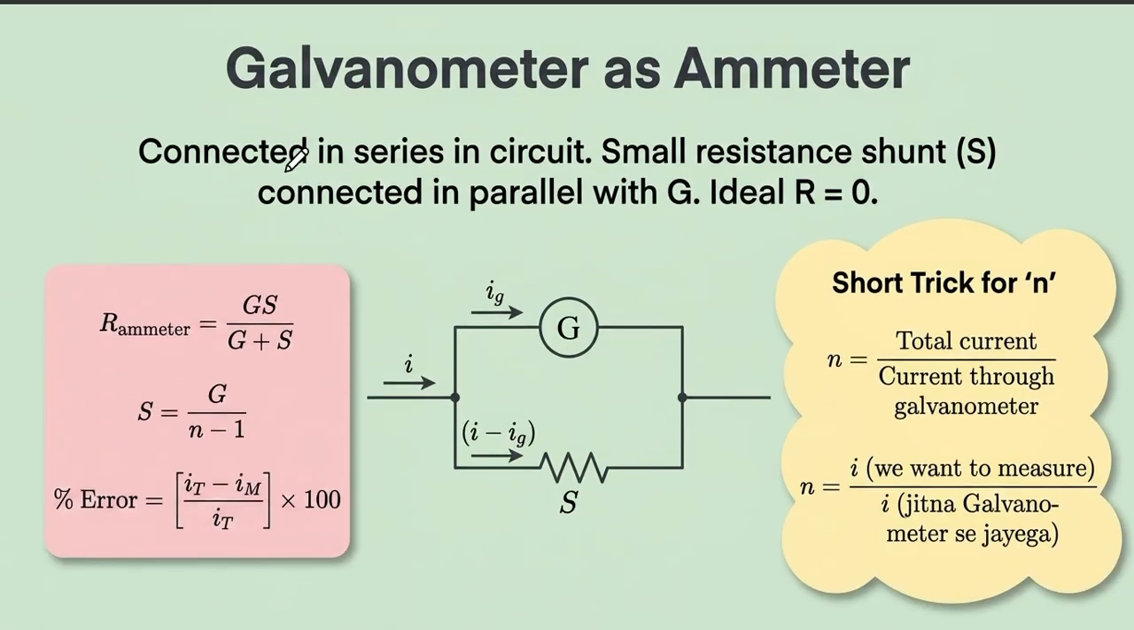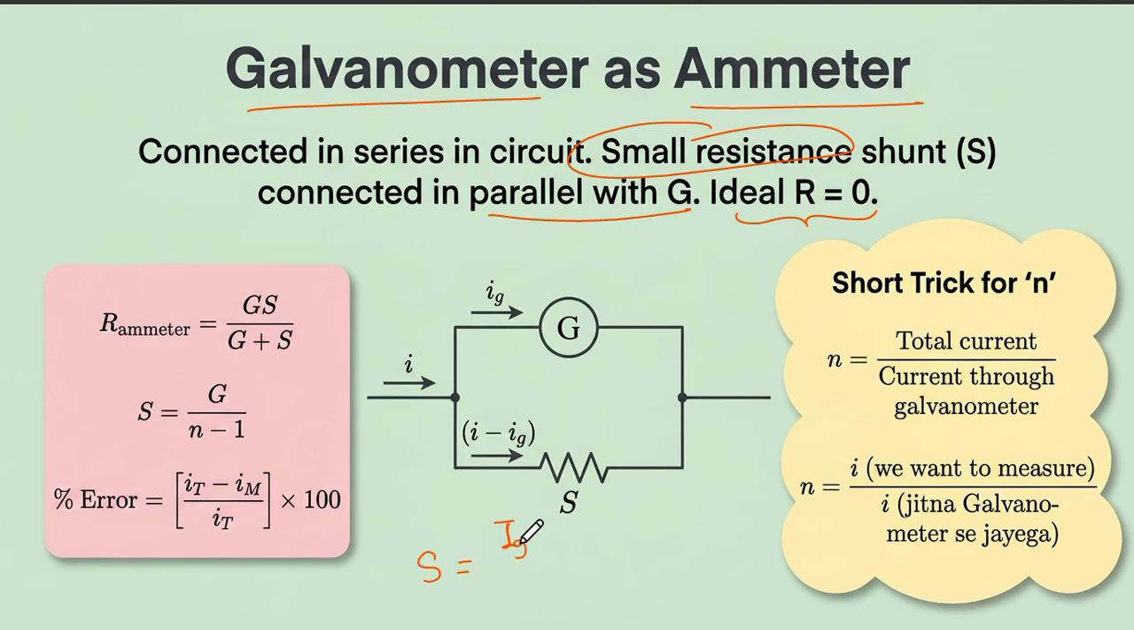The next part is how to convert a galvanometer into an ammeter. To convert a galvanometer into an ammeter, we just connect a small resistance, that is called a shunt, in parallel to the galvanometer G. Okay. In this case, the resistance is small, and to find out that shunt resistance, we have one formula: S is equal to Ig into G upon I minus Ig. This is the formula to find out that shunt. Okay. And here some short tricks are also given, so you can go through them.